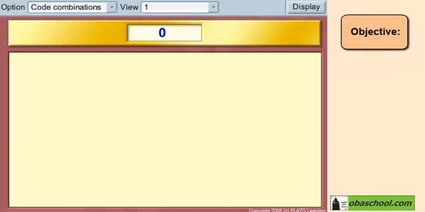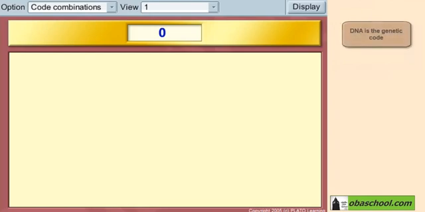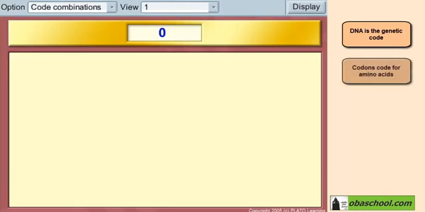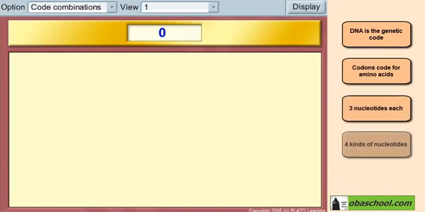We are going to look at possible code combinations that make up our DNA. DNA is the code, it's the genetic code that codes for all of the proteins that make us up. Every amino acid is coded for by a DNA codon, so that's 3 nucleotides. And we have 4 kinds of nucleotides.